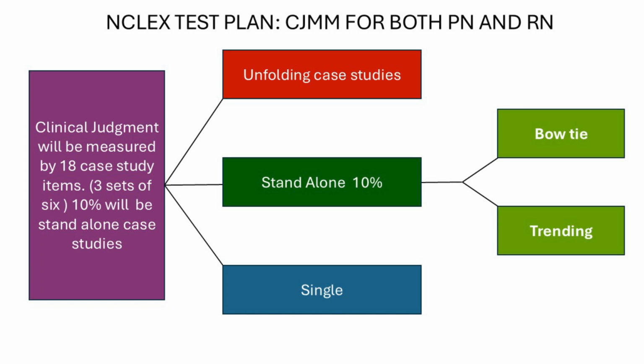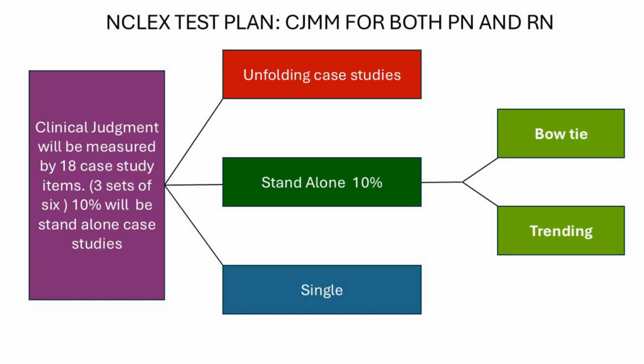The clinical judgment measurement model will be tested by 18 test items using case studies, and those 3 case studies will consist of unfolding case studies. This is where all 6 questions will be tested in one question. The standalone case studies, which will make up 10% of the testing, and single case studies.